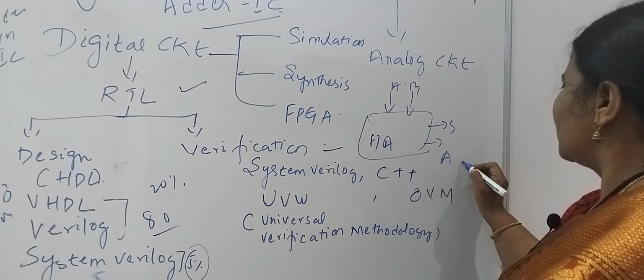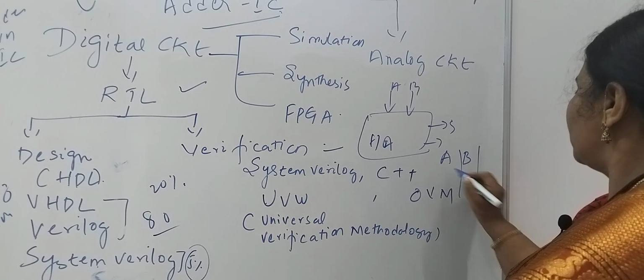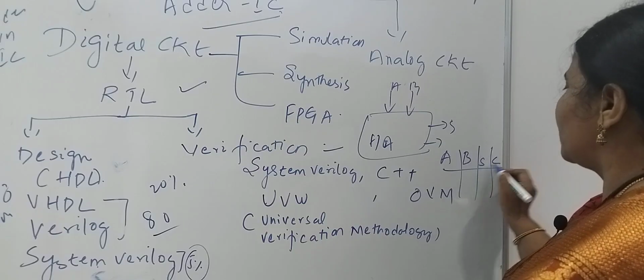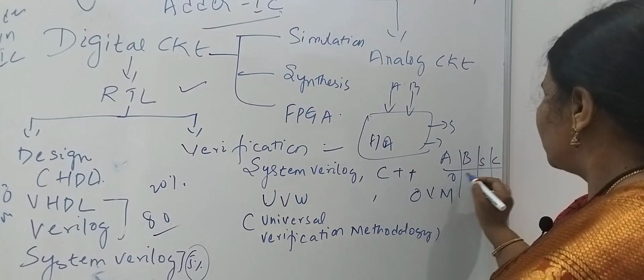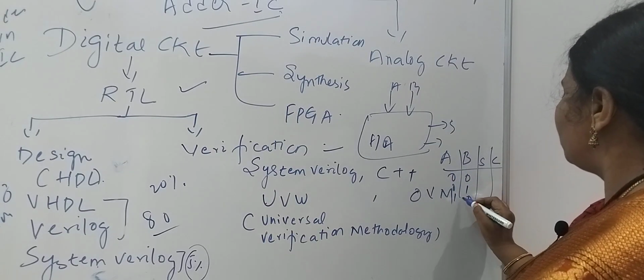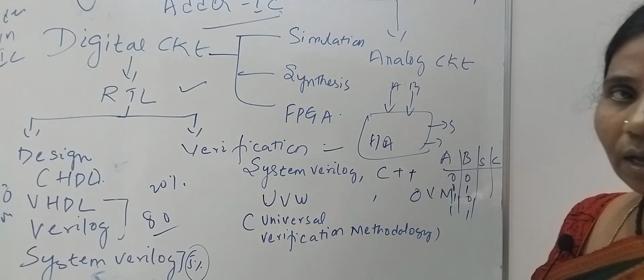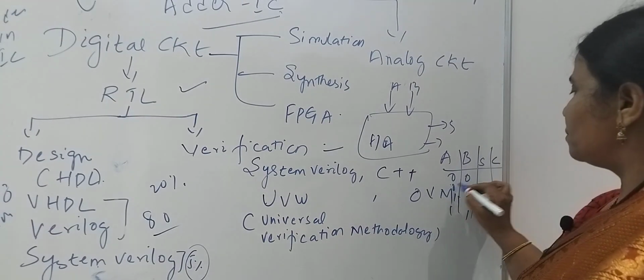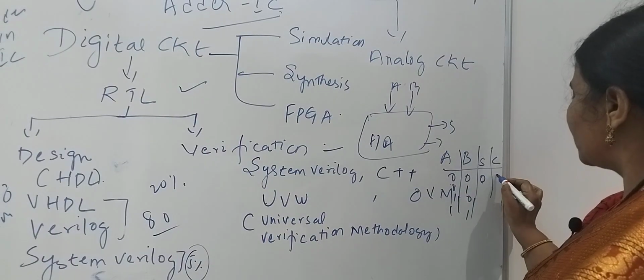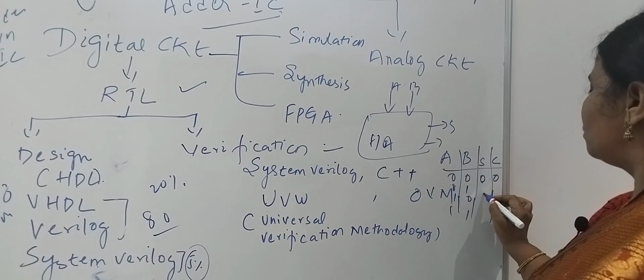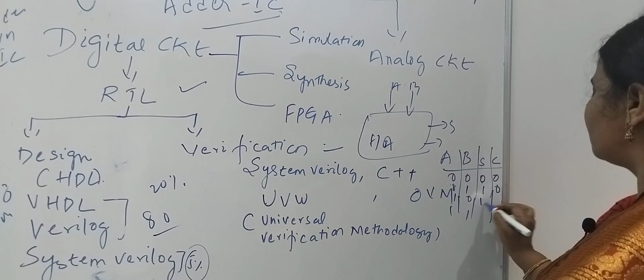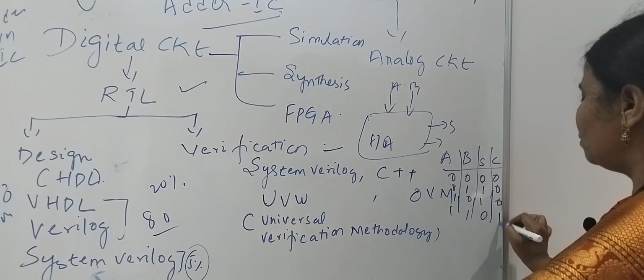So the two inputs are A and B, and the outputs are sum and carry. Two inputs means four combinations: 00, 01, 10, 11. For 00, the output is sum 0, carry 0. For 01, sum 1, carry 0. For 10, sum 1, carry 0. For 11, sum 0, carry 1.